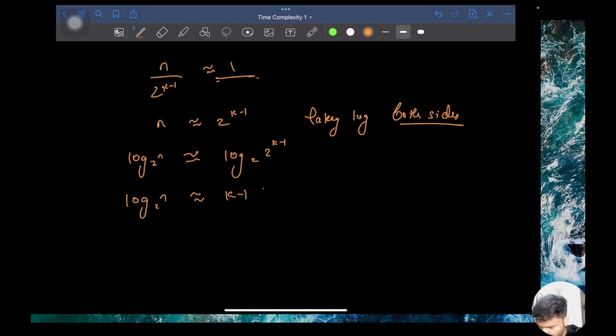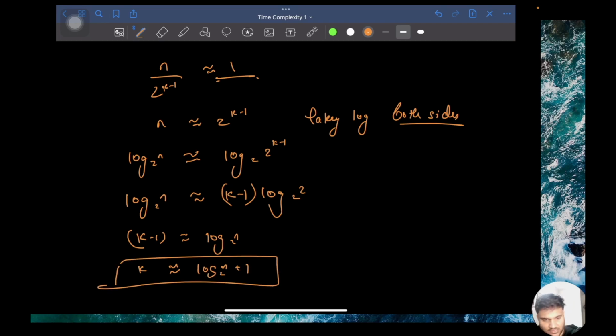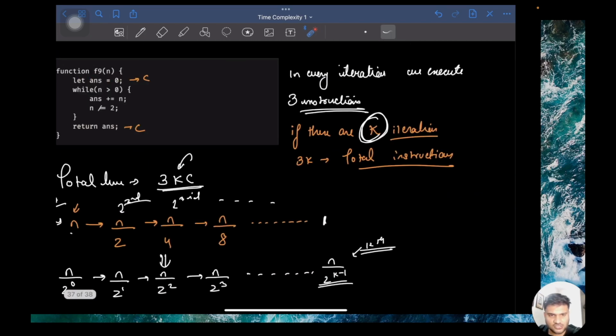K minus 1 is log of 2 to the base 2, and log of 2 to the base 2 is 1. So k minus 1 is approximately log of n to the base 2, which means k is approximately log of n to the base 2 plus 1. Can I say that? So overall we have approximately log n iterations. If we have log n iterations, the total instruction count was 3 log n, and the total time is what?